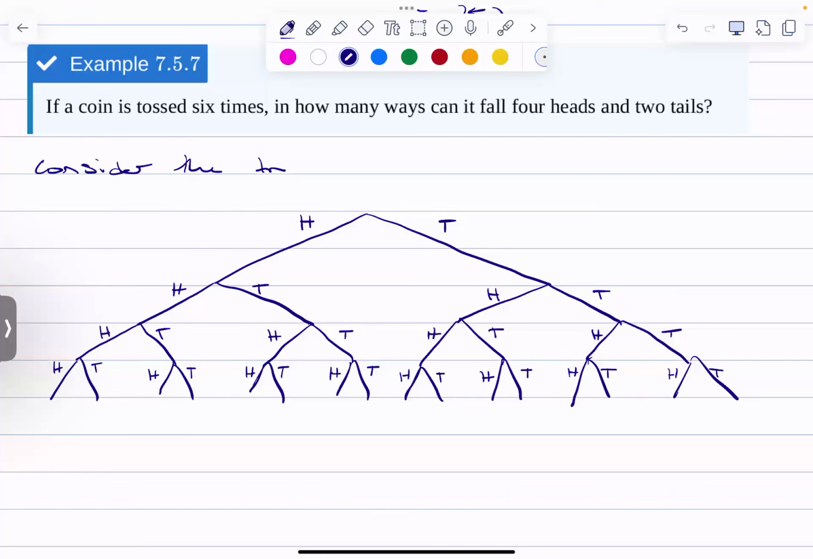Consider the tree diagram. For how many flips did I manage? 1, 2, 3, 4 coin tosses. You could probably keep going if you were more meticulous than I to get 6 layers in there, but that is dedication. I give up.